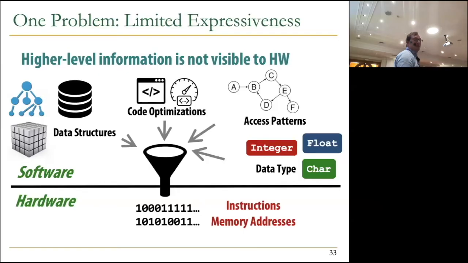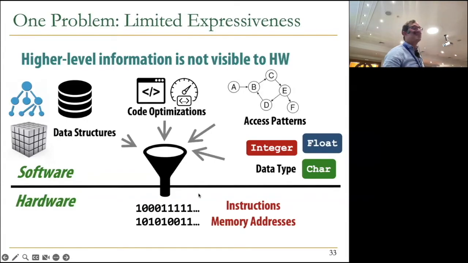One of the problems is you cannot communicate this information in a general purpose way to the hardware today. There's a discovery of information also. How do you discover information? But at the higher level, you can discover some of this information. Some of these are already available: data structures, code optimizations, access patterns, data types. These are all available at the high level.